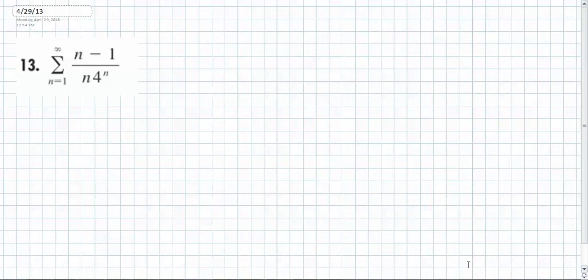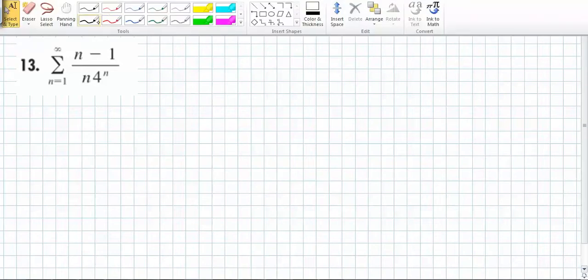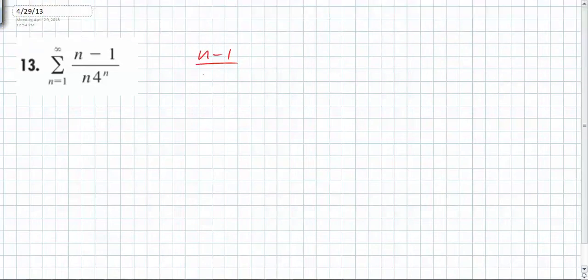I'm going to compare this to (n minus 1) over n, 4 to the n. Anything in particular? Well, we know that that's going to be greater than. Do we want it to be greater than something, to prove divergence, or less than something, to prove convergence? We want it to be greater than something, no, less than something, to prove convergence.